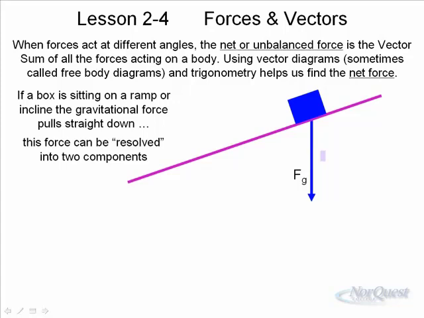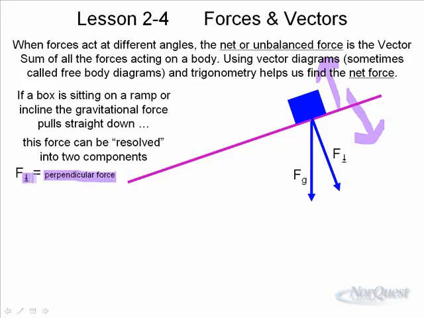But this gravitational force can be resolved into two components. The perpendicular force, this is the box as it's pushing down on the ramp itself. What the ramp does, of course, Newton's third law says the ramp pushes back up with an equal and opposite force. But we call that force of the box pushing down on the ramp the perpendicular component of gravity, or sometimes just called the perpendicular force. All right, this little symbol here, it should look more like this. It's just basically a straight line.